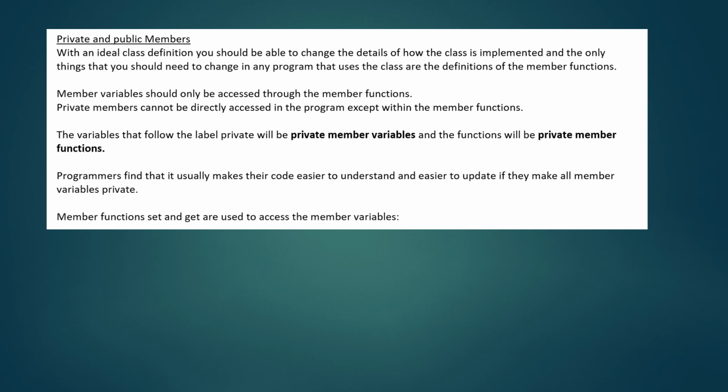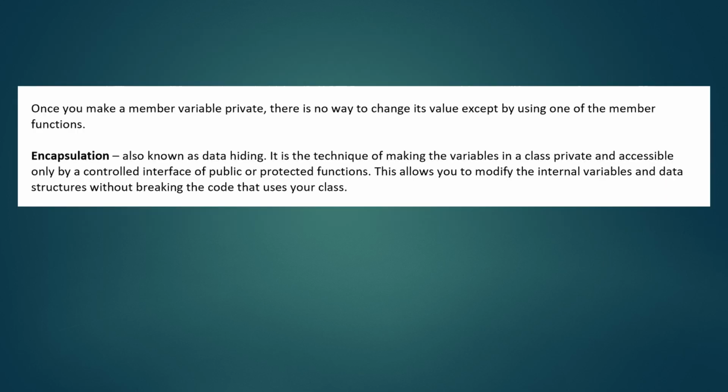All right, welcome. In this video, we're going to start to talk about private member variables and private and public member functions and accessor and mutator functions. So when you create your class, you want to make your class available. You want to make your class as versatile as possible and make it available for people to use.